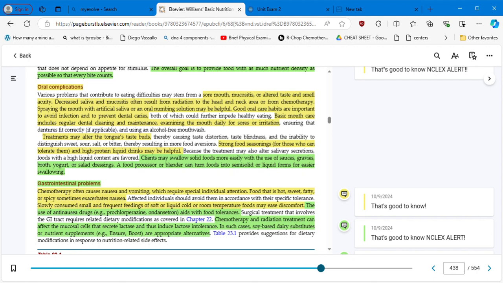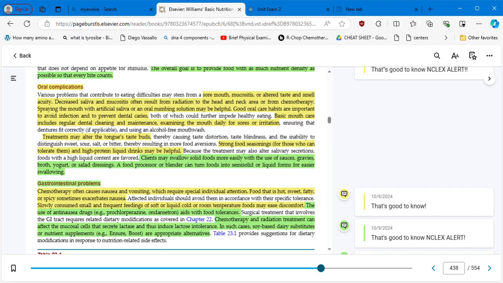Spraying the mouth with artificial saliva or an oral numbing solution may be helpful, but that is for a few minutes, right? Good oral care habits are important to avoid infection and to prevent dental caries. Basic mouth care includes regular dental cleaning and maintenance, examining the mouth daily for sores or irritation. Having said that, we have to use a very soft toothbrush, right? Very soft, because the tissue around the mouth is going to be already weak.